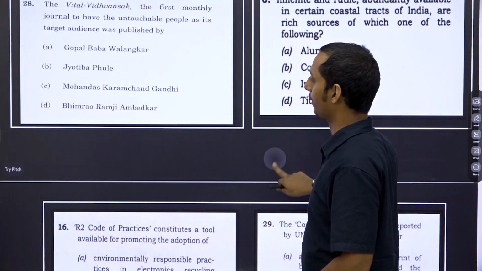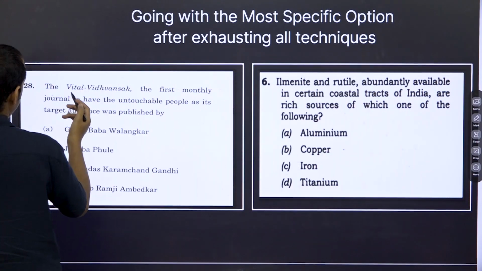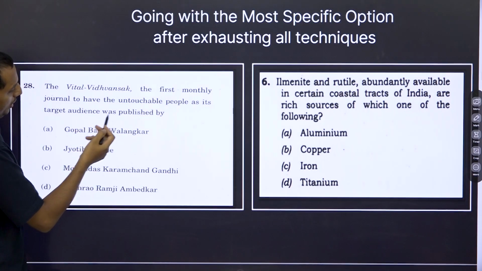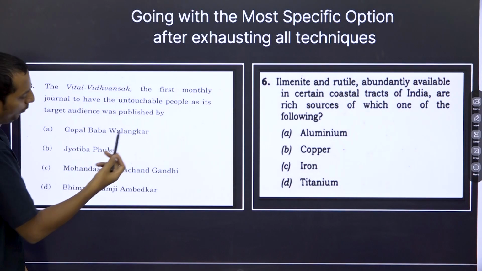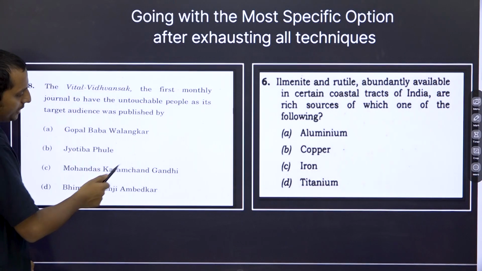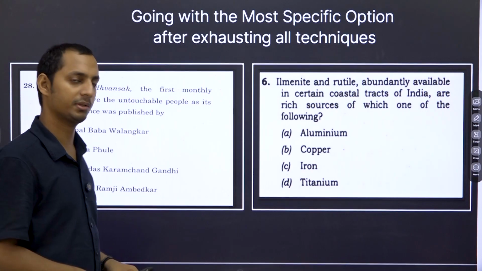Now, what does the more specific logic mean? Now, let's do a question. The Vittal Vidanshak, the first monthly journal to have untouchable people as its target audience, was published by Gopal Baba Walankar, Jyotiba Phule, Mohandas Karamchand Gandhi, and Bhimrao Ramji Ambedkar. Now, you can pause the video and try to find out the answer to the question.